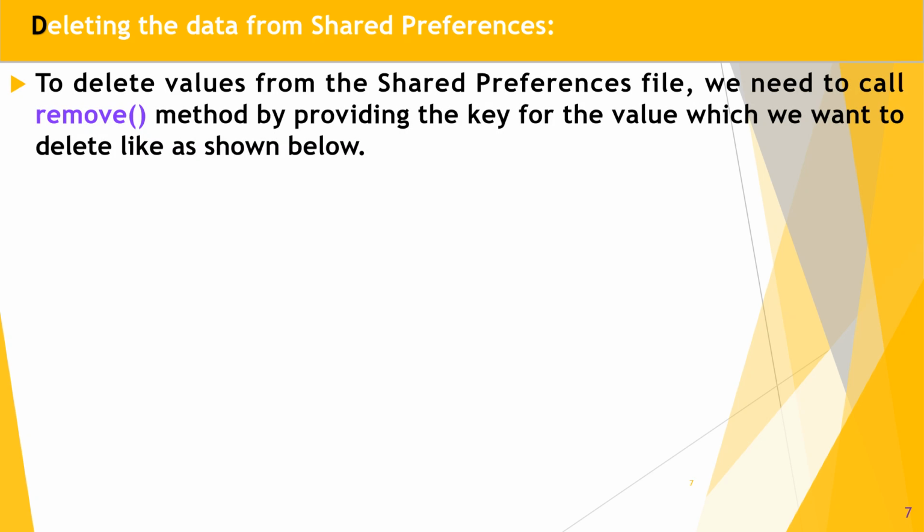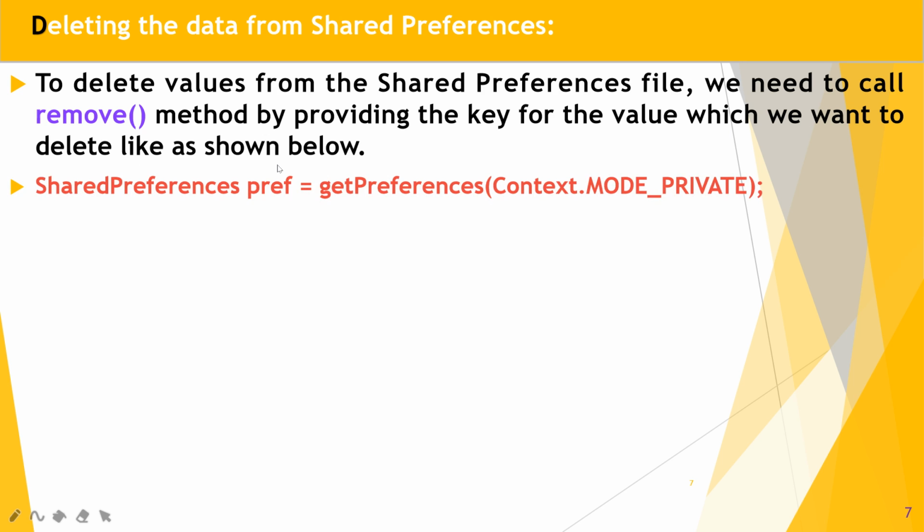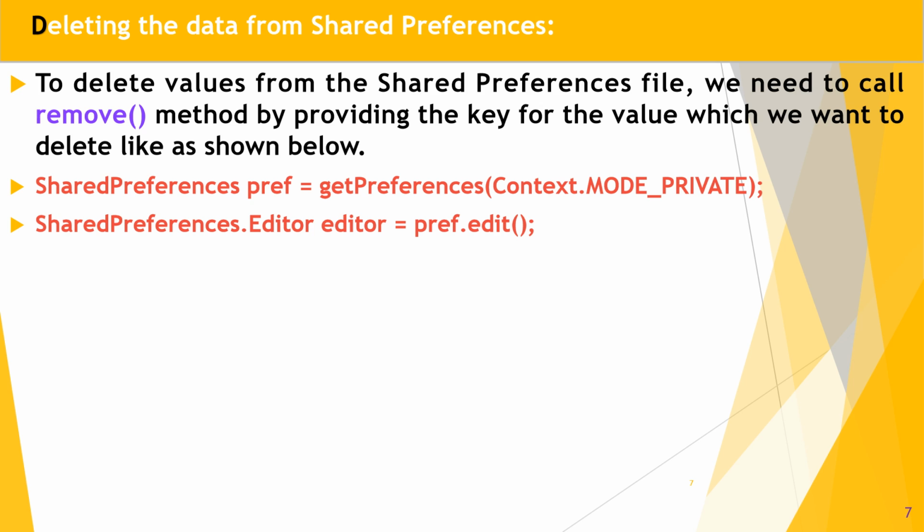Let's move to the next part. After that, how to delete data from shared preferences. To delete the values from the shared preference file, we need to call the remove method by providing the key for the value which we want to delete, like shown below. First create the object of shared preferences by using the getPreference method, then SharedPreferences.Editor editor equals preference.edit method.